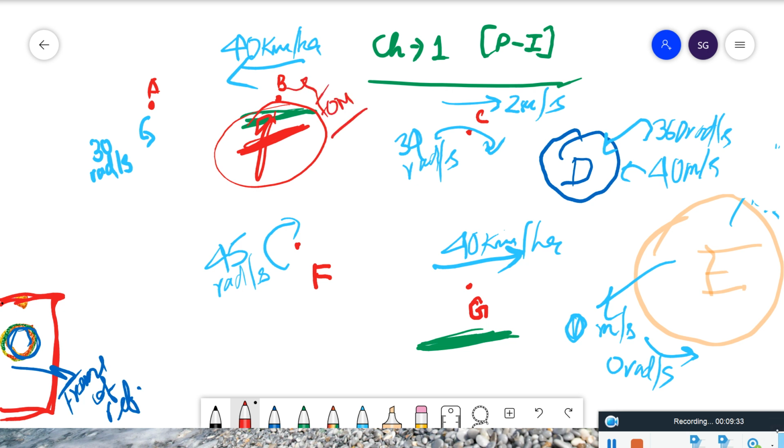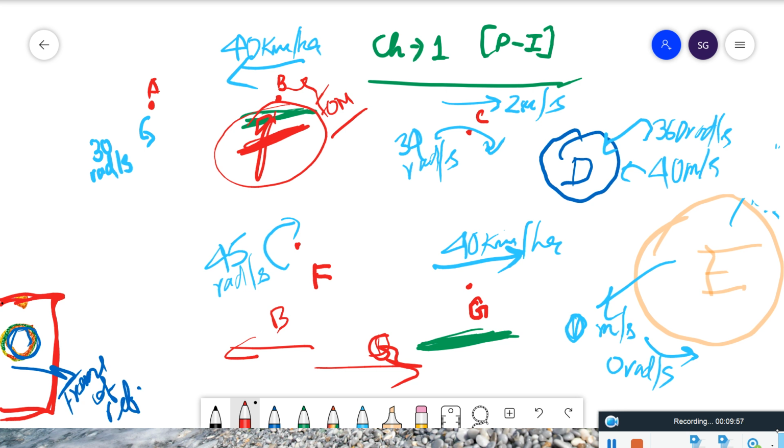Temporarily, I have considered it as the frame of reference. So if we consider B as a frame of reference, then G will be 80 km per hour, because this is moving 40 kilometers west and this is moving 40 kilometers. So 40 kilometers it is B, and this is object B. Now I want to calculate the velocity of G.